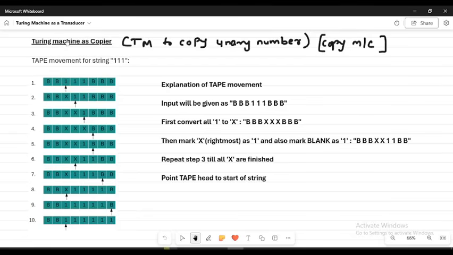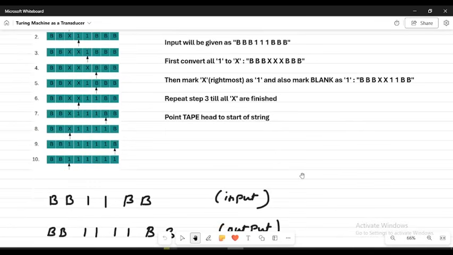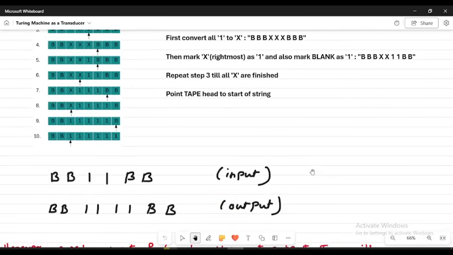So hello everyone. In this lecture we will see a Turing machine which will act as a copier. That means a Turing machine will take a unary number and make a copy of it. That is, it will act as a copy machine. I will explain with an example, you will understand. Unary means for any number you take one symbol to represent it.